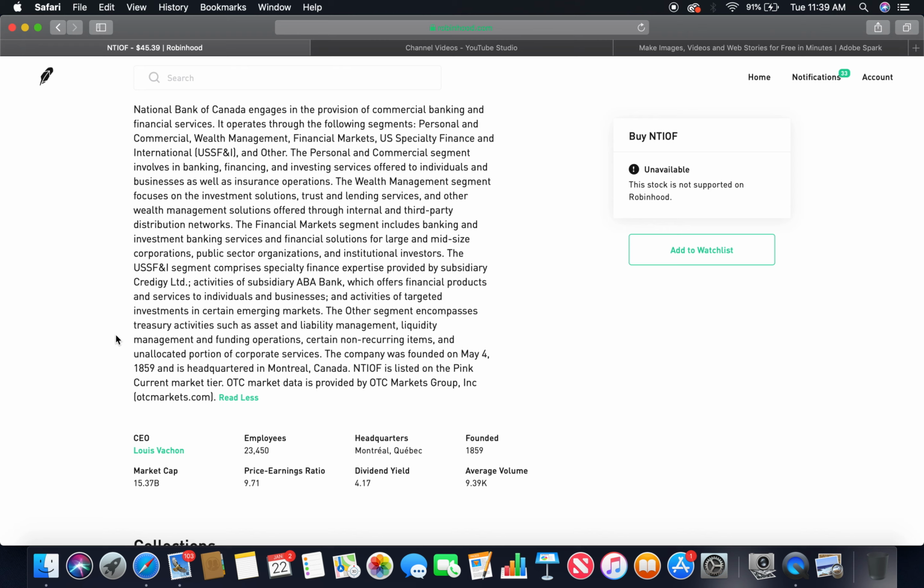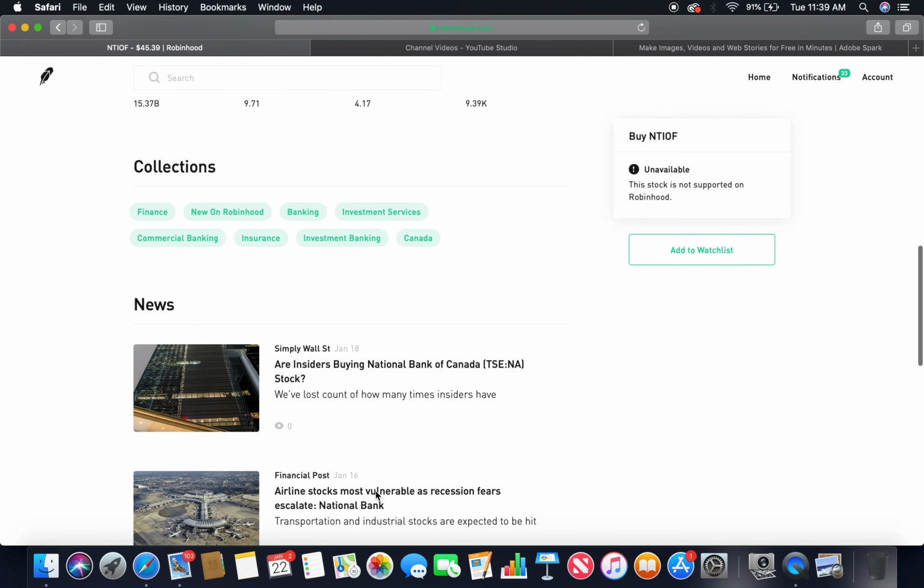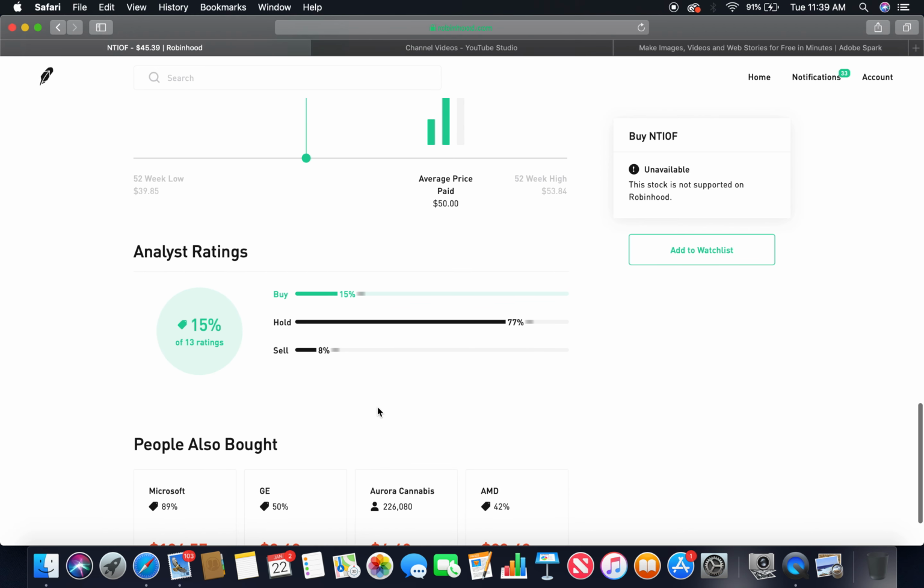The company was founded on May 4th, 1859, and is headquartered in Montreal, Canada. Global Stock Investing, NTIOF, is listed on the Pink Current Market tier. OTC market data is provided by OTC Markets Group, Incorporated, otcmarkets.com. The current CEO is Louis Vachon, employees 23,450, headquarters Montreal, Quebec, founded in 1859, market cap 15.37 billion, dividend yield 4.17. Can't go wrong with Canadian banks. Buy 15%, hold 77%, those two together more than 75%.